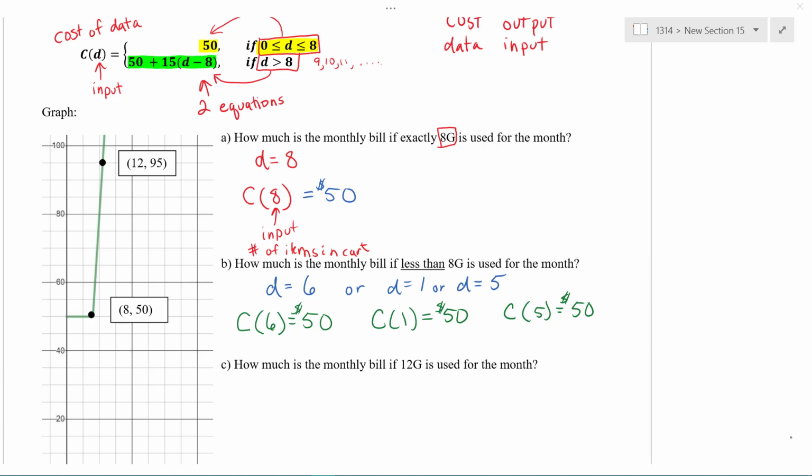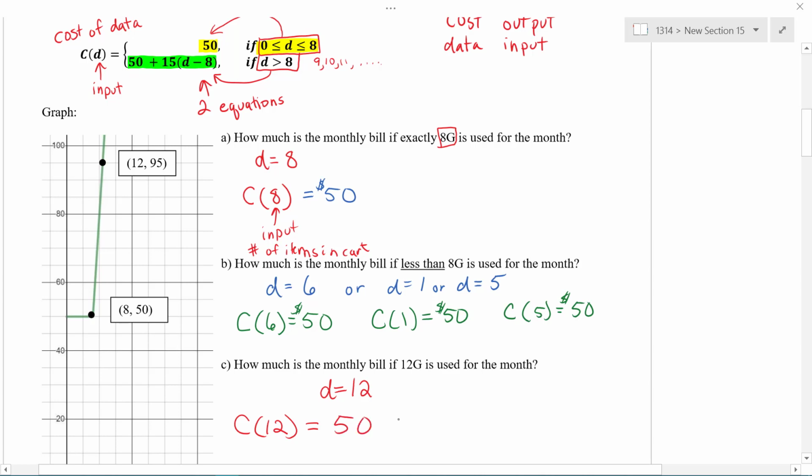In this case, the data value is 12. So we're going to put 12 inside the parentheses to go into that function in place of D. We need to count the items in our cart first. Look in the parentheses: we have a 12. We have to decide which of the two lanes we're allowed to go in. Our D value is 12, which is not between 0 and 8, so we cannot use lane 1. We have to go into lane 2, where our D value is greater than 8, so we use that bottom equation.